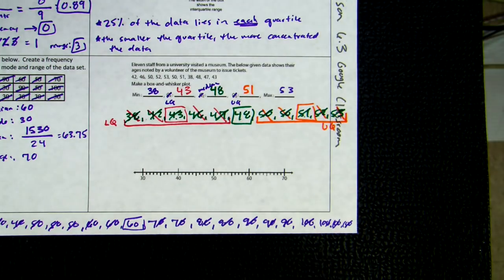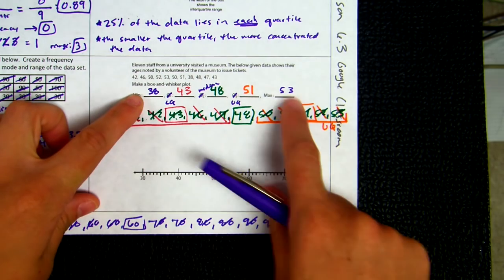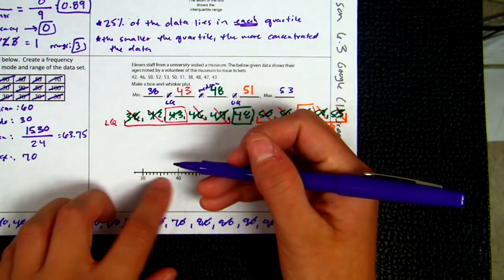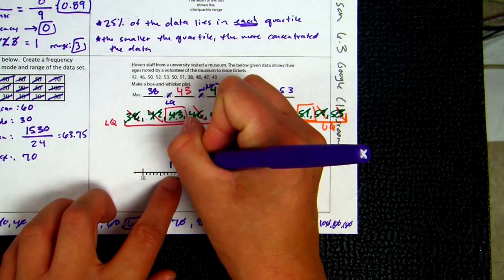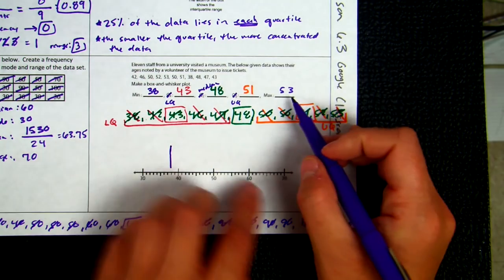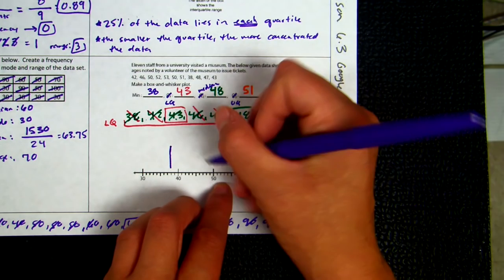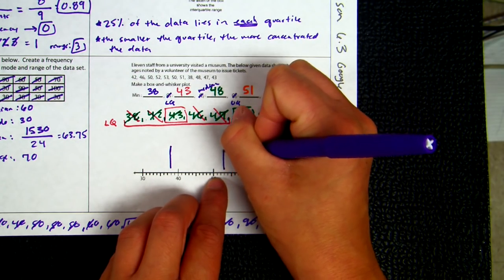Okay, now we have all of our material necessary to draw our box and whisker plot. So I'm going to draw my minimum and maximum first. My minimum is 38, so that's right about here. My maximum is 53, so that's right about here.